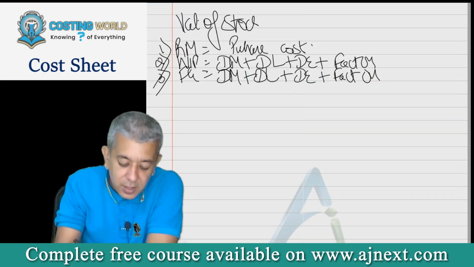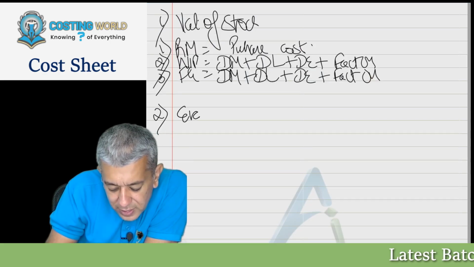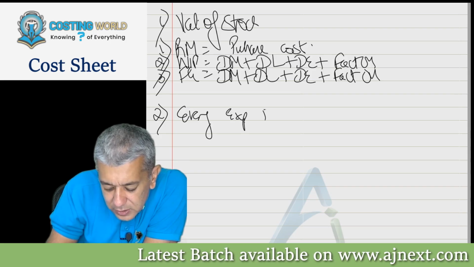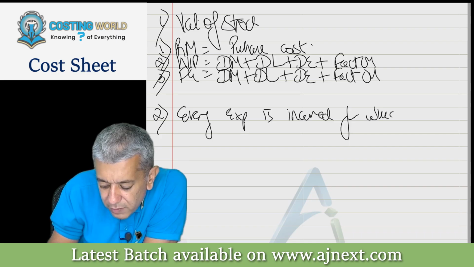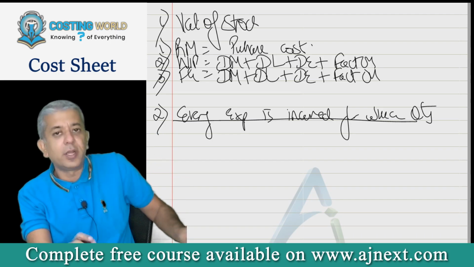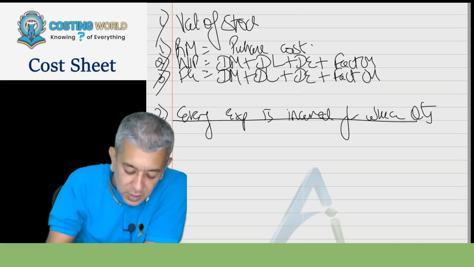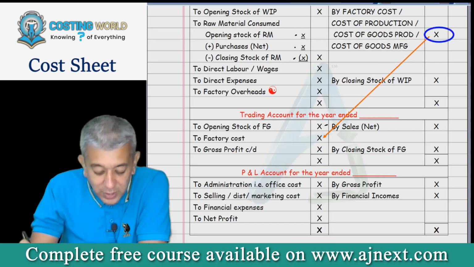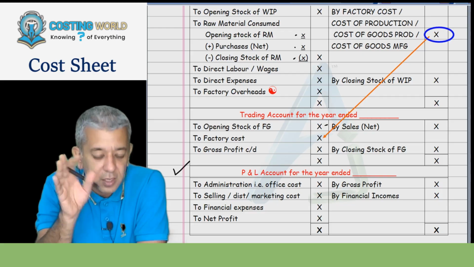Second, yesterday we did this also: every expense is incurred for which quantity? I want to do that particular thing also. Now, one small thing. I have read till the trading account.